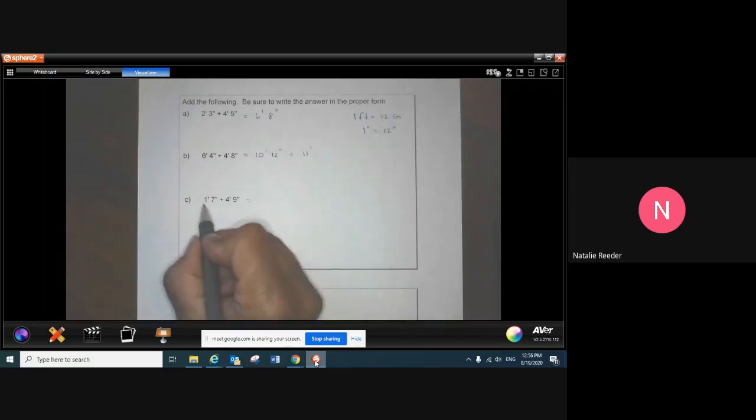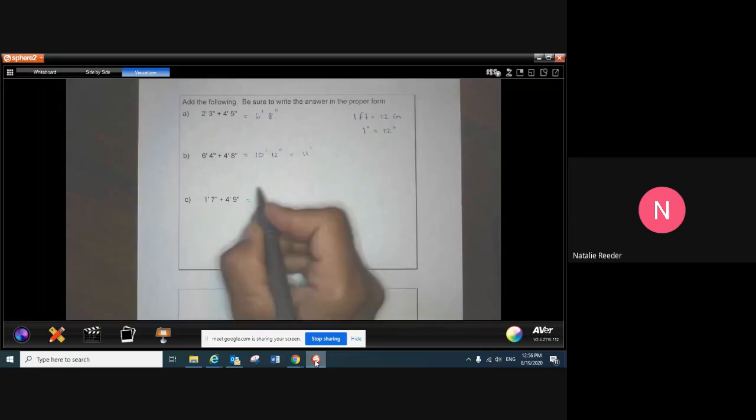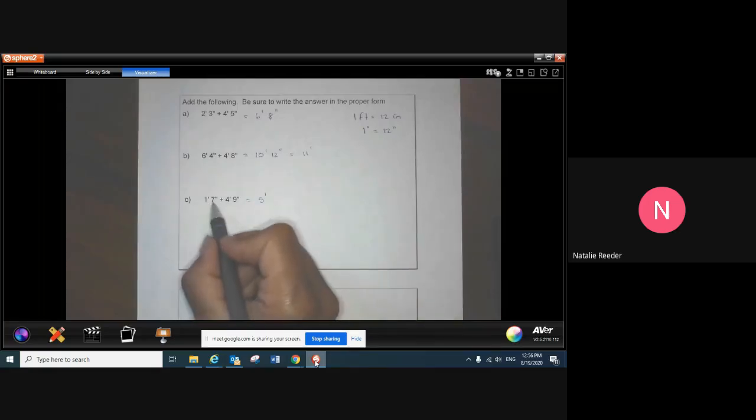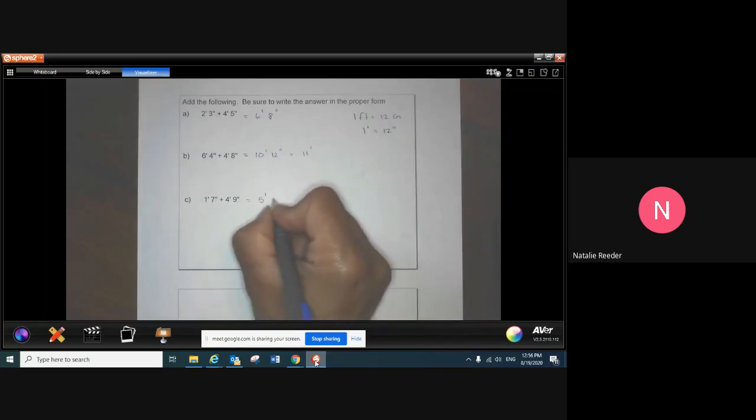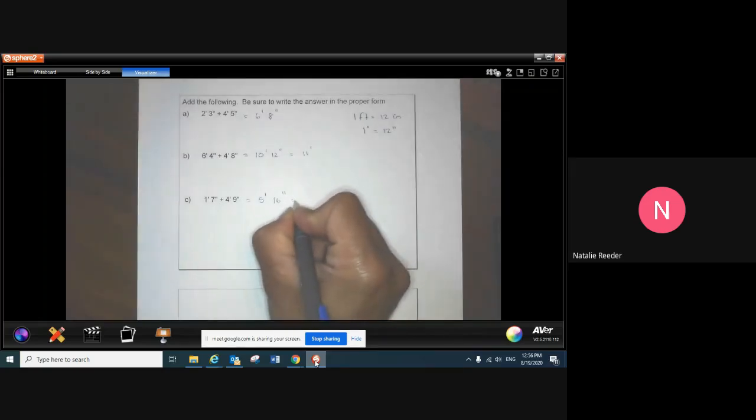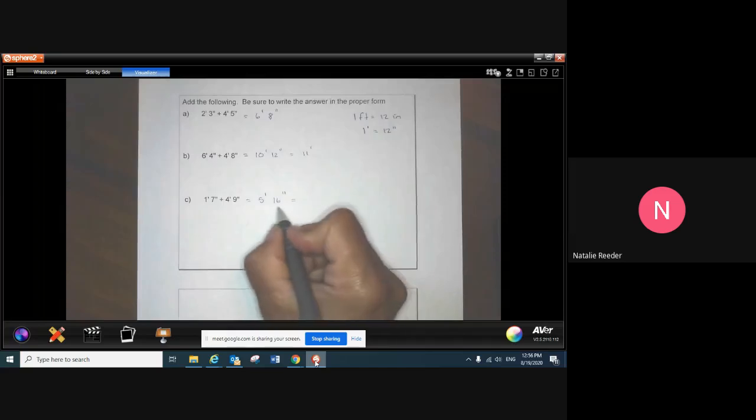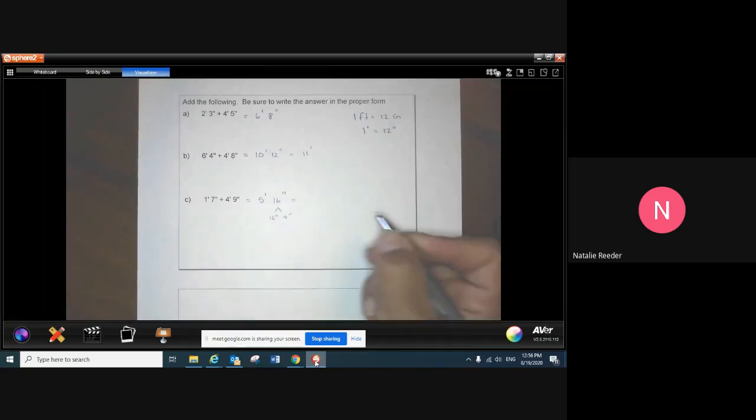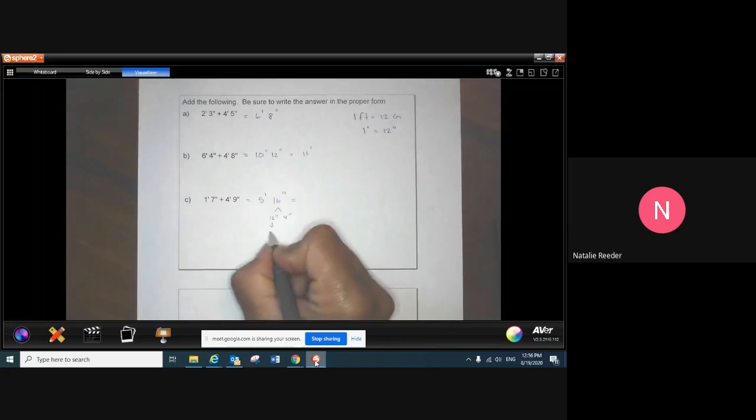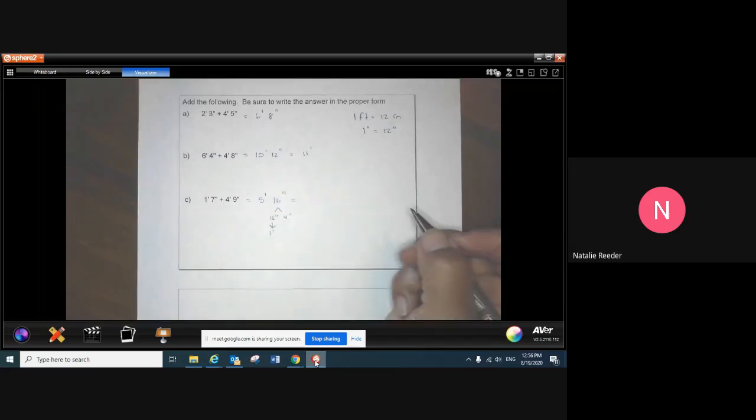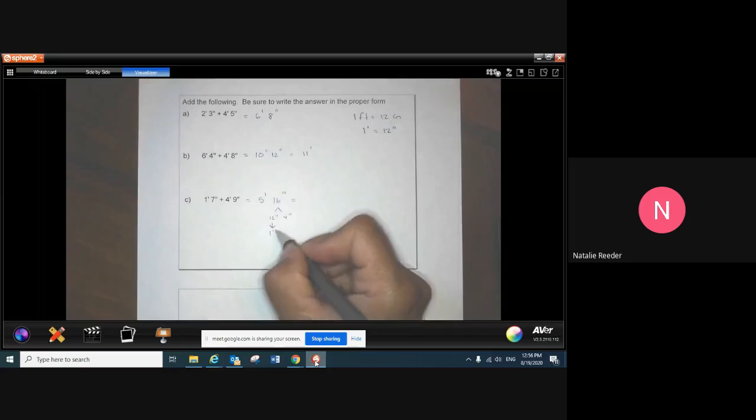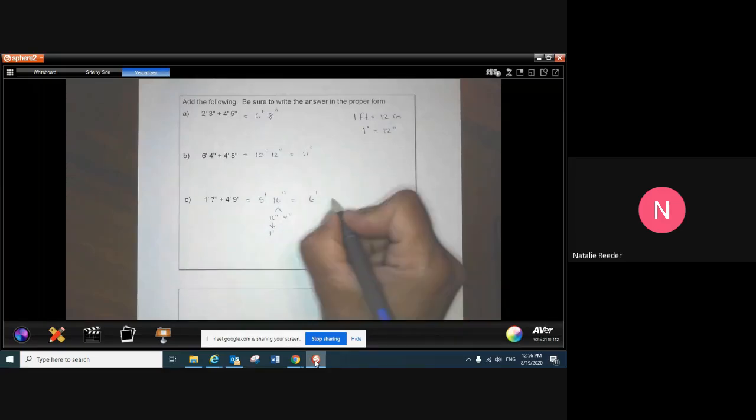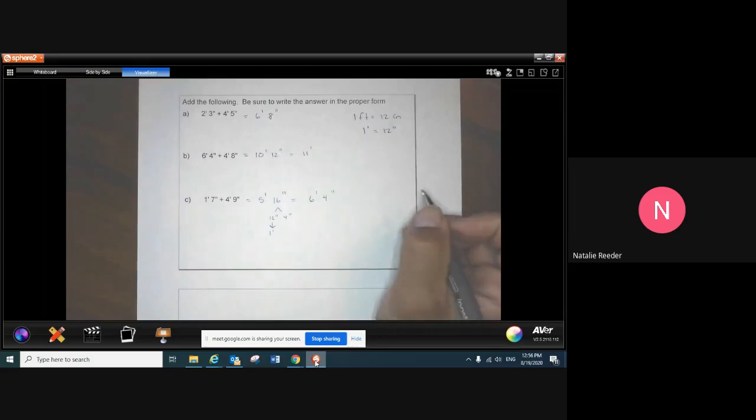This next one, again, I'll start by adding my feet. So 1 and 4 give me 5. And then if I add my inches, 7 plus 9 gives me 16 inches. Now you can see that this 16 inches can be divided into 12 inches and 4 inches. And this 12 inches gives me a foot. So I've got 5 feet plus this foot, which gives me 6 in total. And I've got 4 inches left over. That would be how you would simplify it.